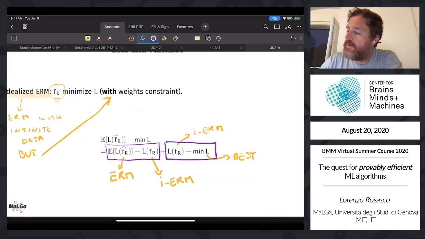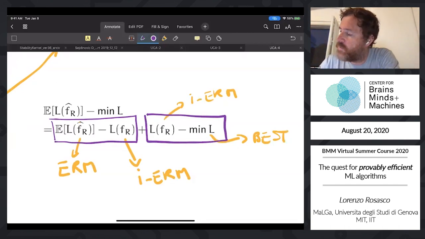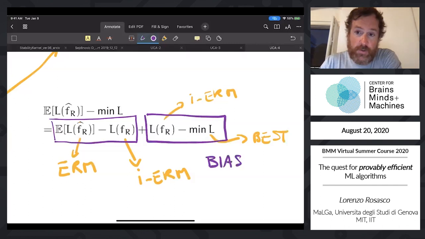The second term doesn't depend on the data. It's just the price I pay by not allowing myself to explore the whole space. And this is what is called a bias term. It's not exactly the classical bias term in statistics, but it plays an analogous role, so I call it a bias term with a little bit of an abuse of terminology. You might want to call it an approximation error.